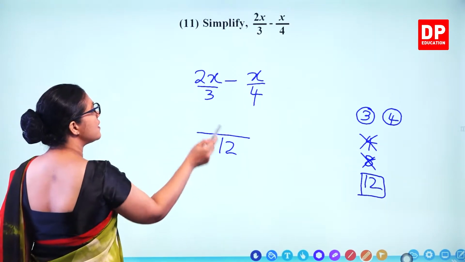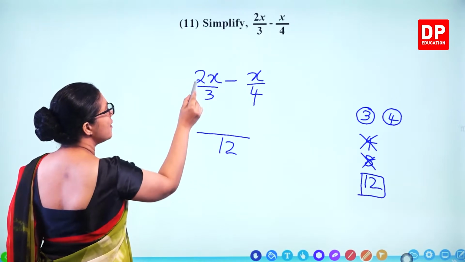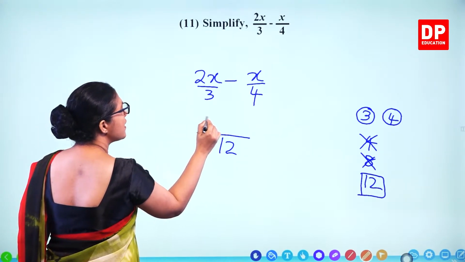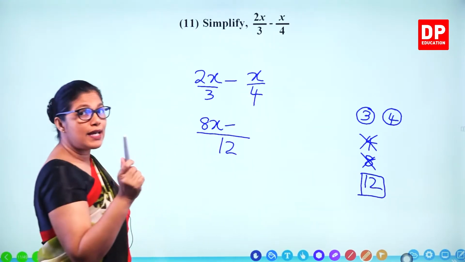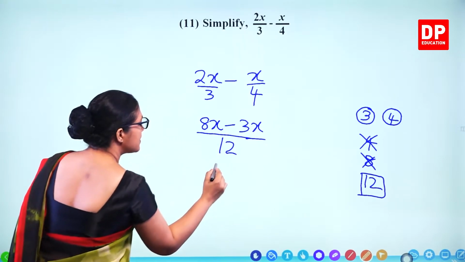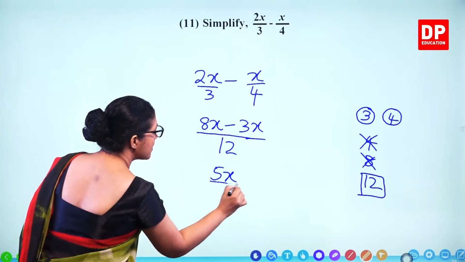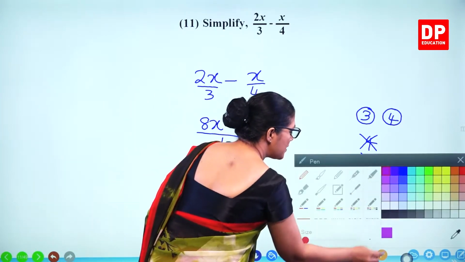Now convert to the same denominator. Multiply this by 4. 4 times 3, 12. Do the same thing. 4 times 2x is 8x. And here multiply this by 3. 3 times x, 3x. 8x minus 3x becomes 5x over 12. 2 marks for this question as well.